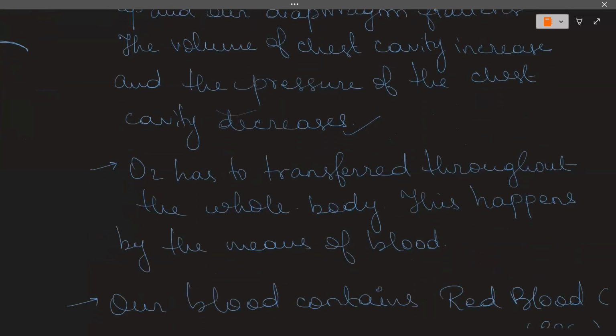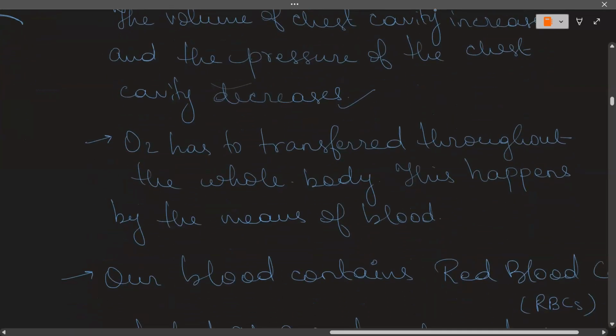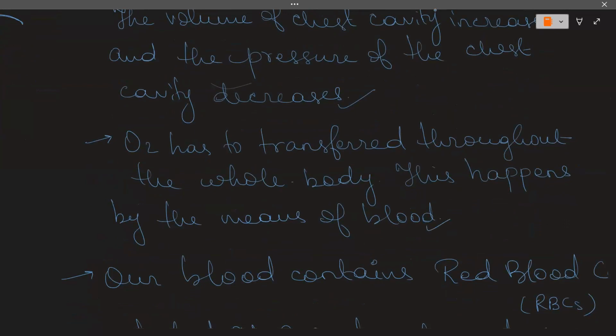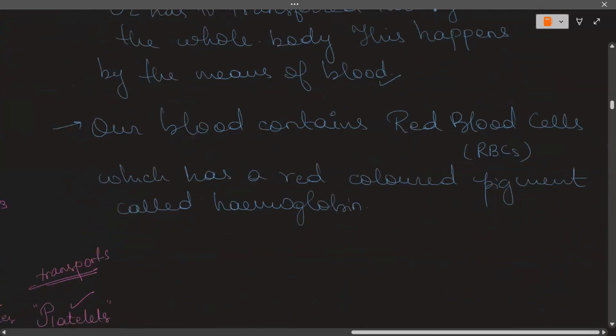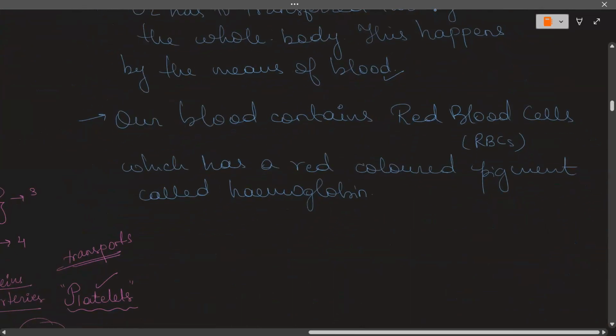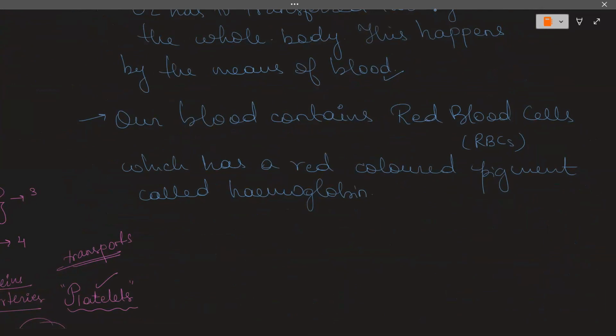Now, the oxygen has to be transferred throughout the whole entire body. This happens by means of blood. Our blood is responsible for transportation in the body. Our blood contains the red blood cells, that is RBCs. RBCs have a red colored pigment known as hemoglobin. This hemoglobin is written as Hb. When this hemoglobin combines with oxygen, it forms oxyhemoglobin.